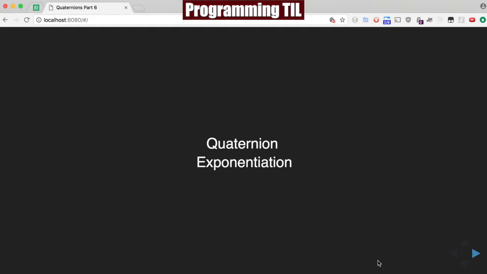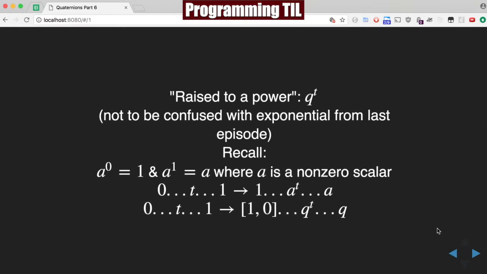This is part 6 in the Quaternion episodes, and we'll be looking at exponentiation. This is a nice, short, sweet episode. So, what's exponentiation? It's raising something to some power of t. So in our instance, we'll have q to the t. Not to be confused with the exponential function from the last episode.